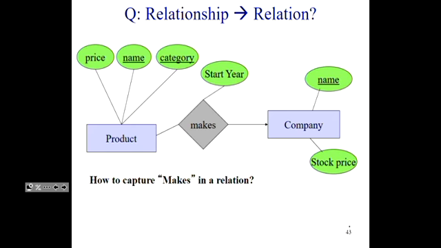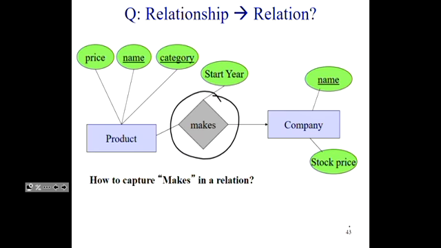And then let's talk about a relationship. How do I transform makes into a relation? Any ideas? So let's start with a simple case, right? One simple way to capture makes within a relation would be to take all of the attributes of product and all of the attributes of company and all of the attributes of the relationship. That would be one way to do it, but that's wasteful, because you're repeating the same information in the two corresponding entity set relations.